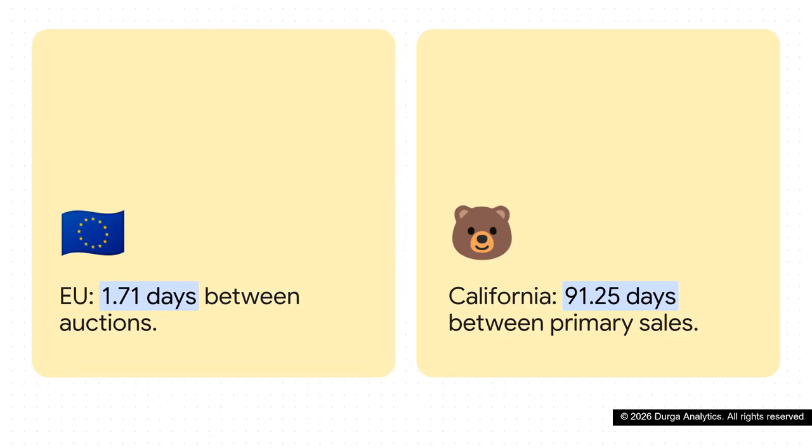It is 53 times more expensive to stand aside in California. If your global group policy treats a do-not-trade decision the same across both markets, you're calibrating to the wrong calendar.